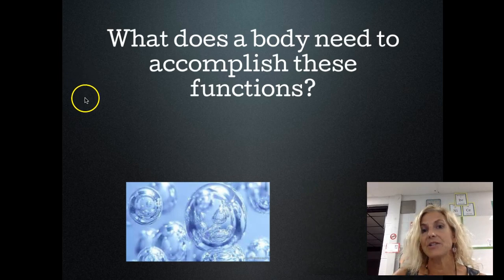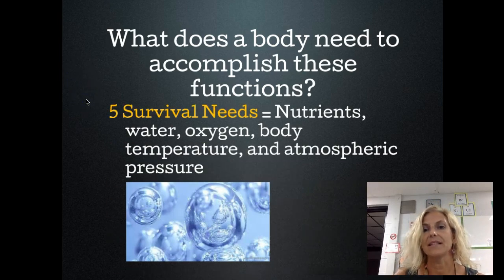What does a body need to accomplish the 8 functions that we talked about yesterday, like metabolism, digestion, movement? You need 5 specific items: nutrients, water, oxygen, body temperature, and atmospheric pressure. So we're going to talk about these each on individual slides. You should be able to list the 5 when we're done.